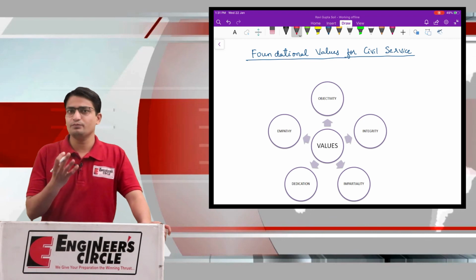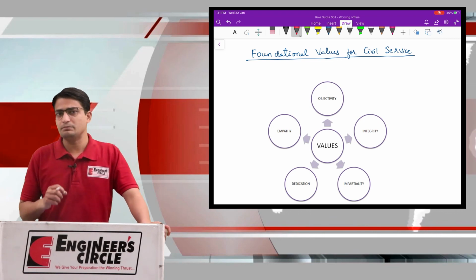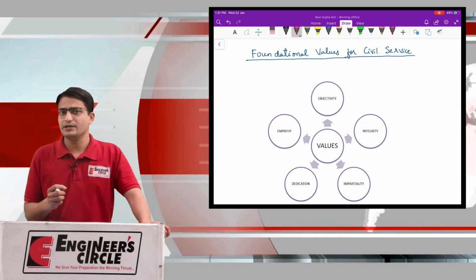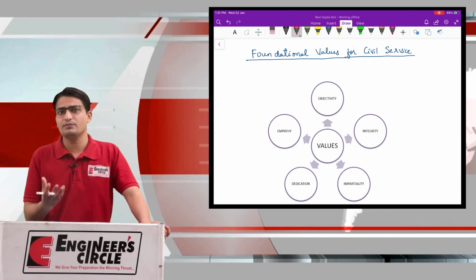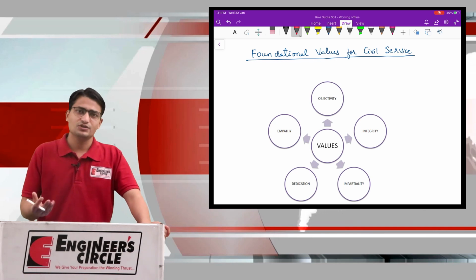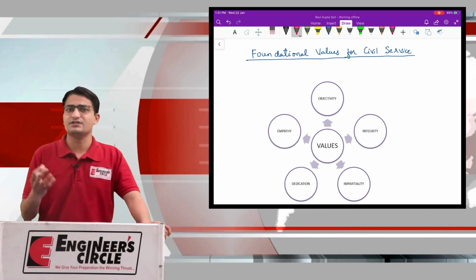When you clear your UPSC examination, you will become part of government, you will become part of the bureaucracy, and the main objective of government is to serve the public, to serve the citizens. So you will obviously become a civil servant.